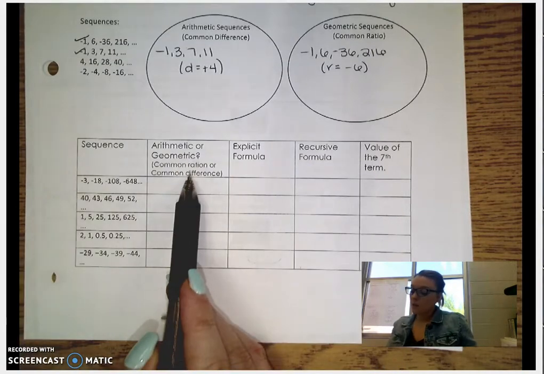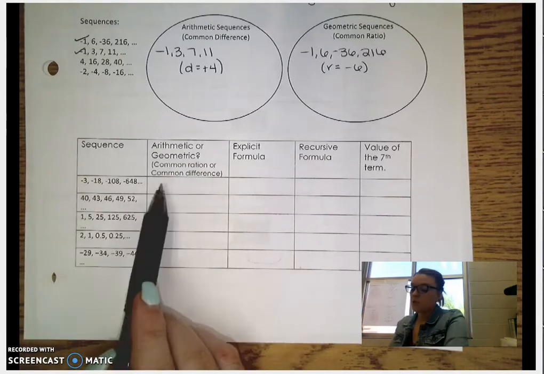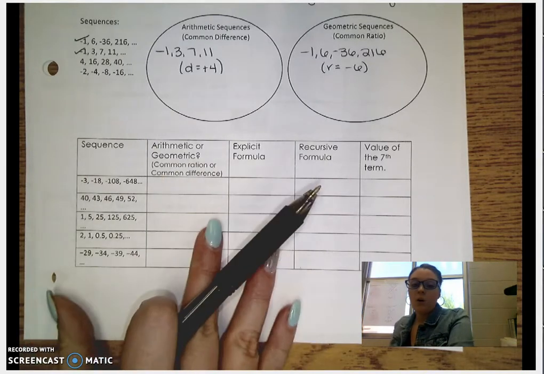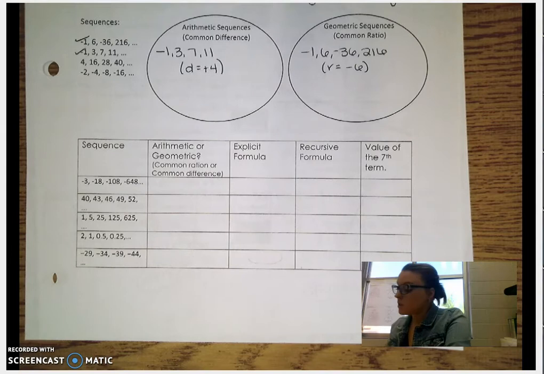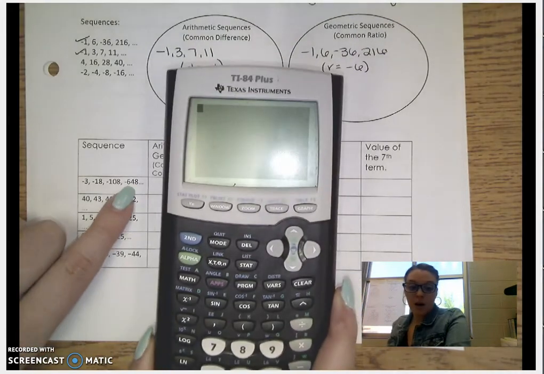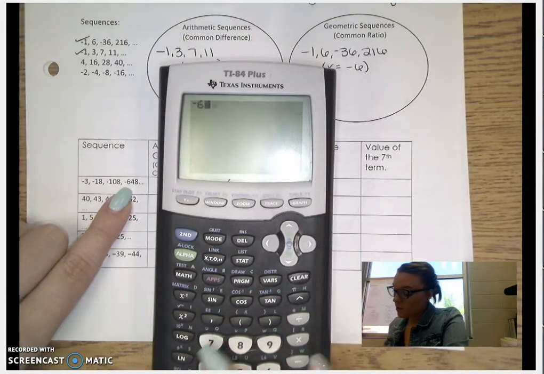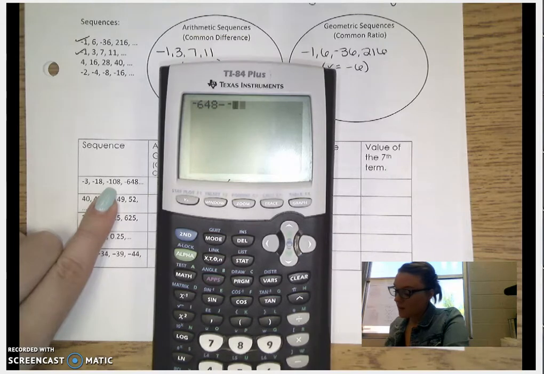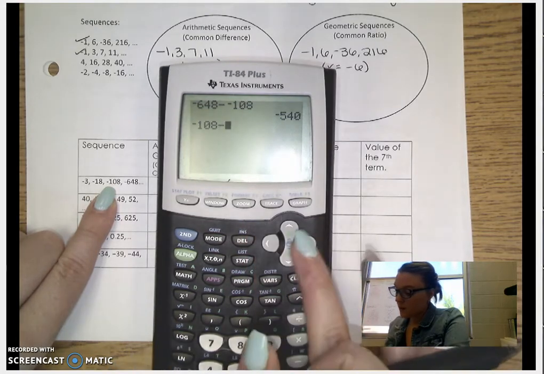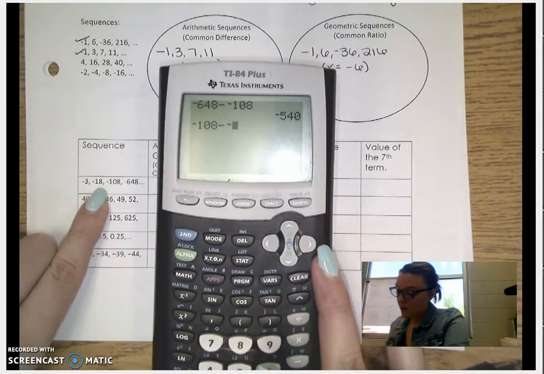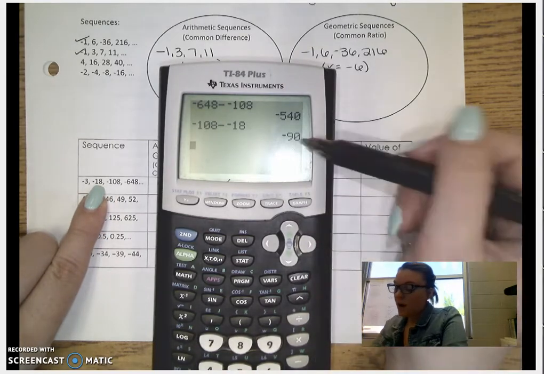So arithmetic or geometric. So we have to determine if it has a common ratio or a common difference first. So we're going to start by subtracting backwards. We have negative 648 minus negative 108, and I get negative 540. Negative 108 minus negative 18, I get negative 90.